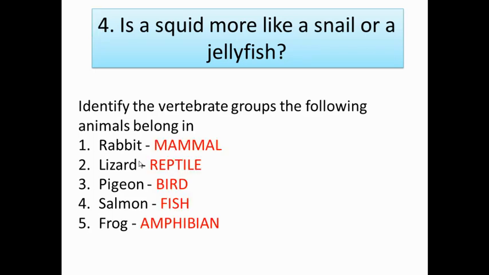Okay, so what you should have had is a rabbit is a mammal, because it gives birth to live young and it produces milk for those young. Lizard is a reptile because it's got scales and it lays eggs. A pigeon, it's got a beak, it lays eggs, it's got wings, it's a bird. Salmon, it lives underwater, it's got gills and it lays eggs, so it's a fish.